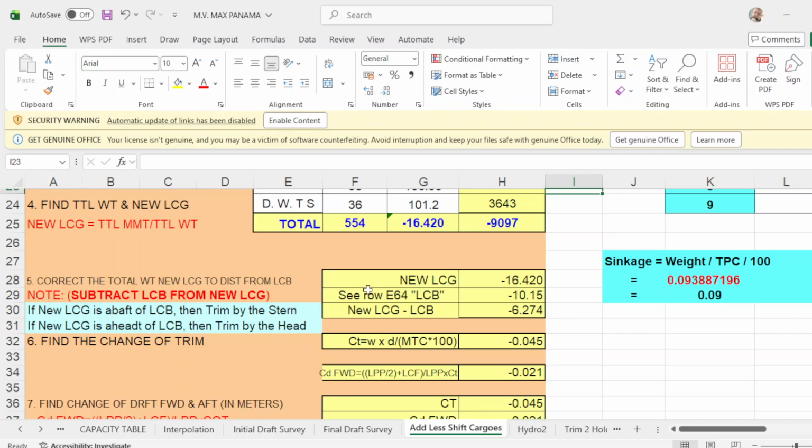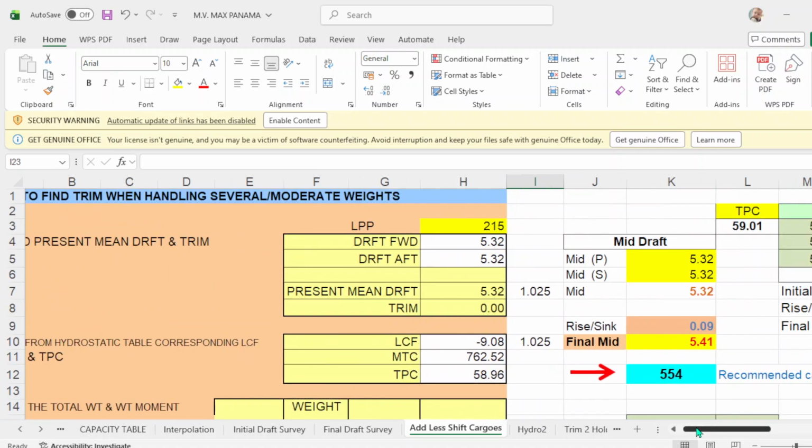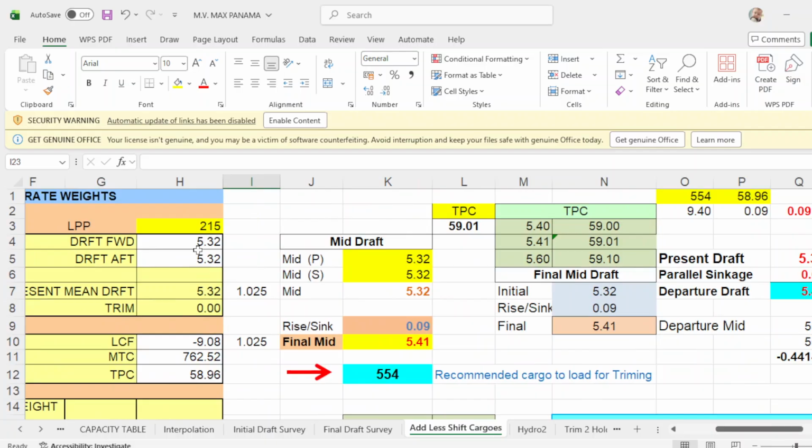Then how do you get the LCB? Okay, guys, take note that since your even keel, your forward and aft is 5.32, so actual mid port will be 5.32, and your mid starboard actual will be 5.32. Even keel, no list. Okay, so your mid is 5.32.